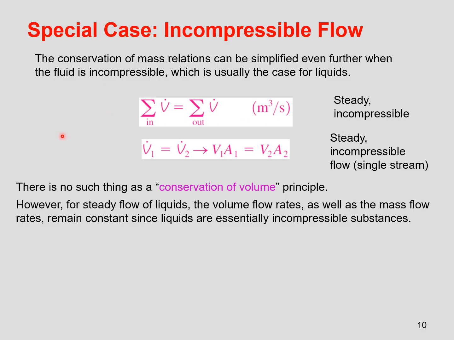A special case is what's known as incompressible flow. In this case, the conservation of mass relations can be further simplified because the density can cancel out on both sides. And this is usually the case, as our book points out, for liquids. It doesn't work for gases, but for liquids it works really well. We can rewrite this equation as the volume flow rate in equals the volume flow rate out. So if you have a single stream, it's just V1 dot equals V2 dot, or V1A1 equals V2A2.